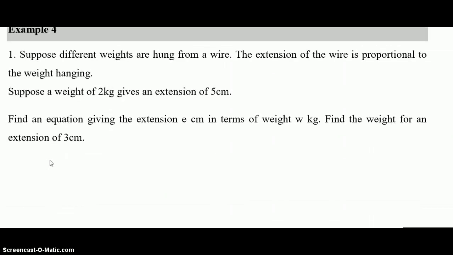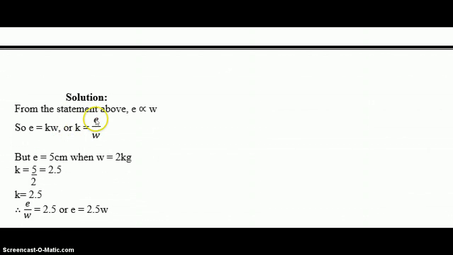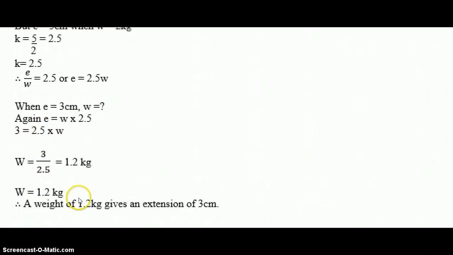kwamba je weight itakuwa ngapi extension ikiwa 3? Kumbuka equation yetu ya msingi nao ni hii hapa. K equals to E over W. K tunayo, E tumepewa, tunaulizwa weight itakuwa ni ngapi? You have to be very careful on that. So you have to make W the subject, from which W will be equals to E over K. E equals to 3, then we want to find the W. Mean that E will equal W times 2.5, which is K. So to get the value of W, you just divide 3 by 2.5, which is E divided by K, from which you get 1.20 kilogram. The value of W is 1.20 kilogram. A weight of that one gives an extension of that one.